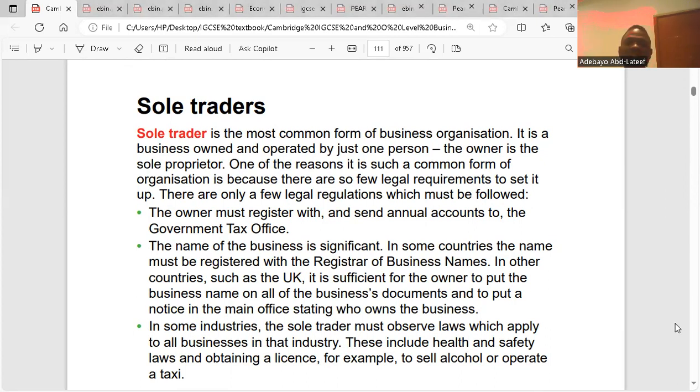One of the reasons it is such a common form of organization is that there are so few legal requirements to set it up. There are only a few legal regulations which must be followed, so it's easy to start up. That's one of the reasons why sole trader is one of the most common types of business: the paperwork is not that much. So anybody could set it up.